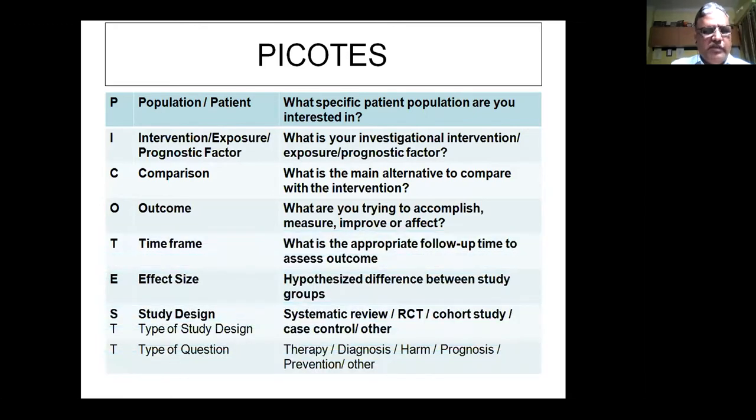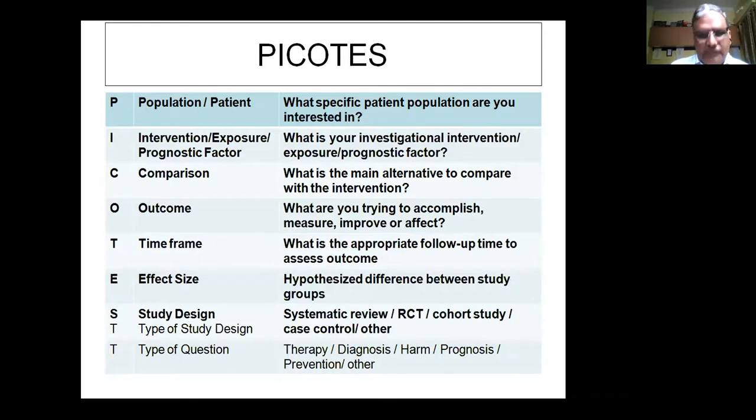Now this PICOS got extended into PICOTs. So T is for time frame. What is the appropriate follow-up time to assess the outcome? Like, it is immediate, or whether it is 6 months or 1 year, 1.5 years, depending on your question. And then E is for effect size. What is the hypothesized difference between the 2 study groups or 3 study groups, 10%, 20%, 30% difference.